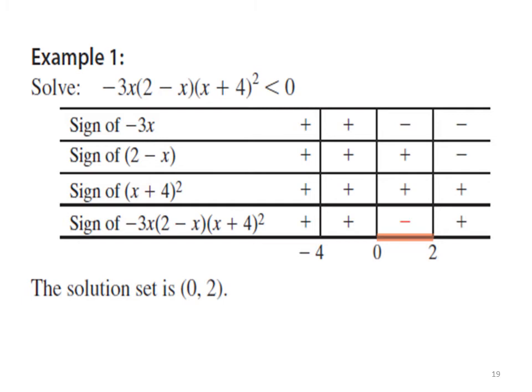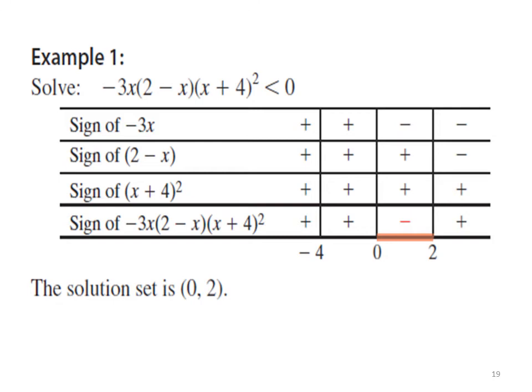Now, what about the product of those terms? In the first interval, minus infinity to minus 4, everything is positive, so the product is positive. Same thing for the interval from minus 4 to 0. Every term is positive, so the product is also positive. But let's look at the interval from 0 to 2. The first term is negative, and the second and third terms are positive, so the product will be negative. For the final interval from 2 to infinity, you have negative times positive, so the result will be positive.